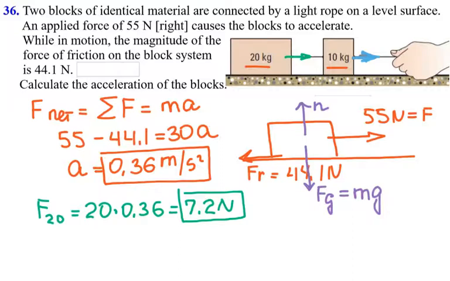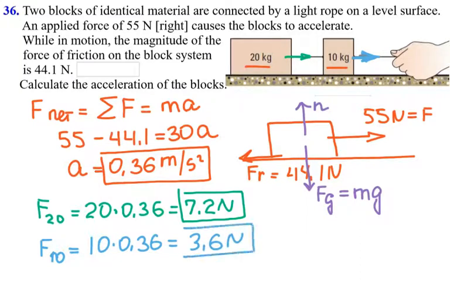And the net force acting on the 10 kilogram block is 10 times 0.36, the acceleration. So that gives me 3.6 newtons, the net force. And of course there is friction acting on them, but I just wanted to show you that you can calculate the individual force acting on a certain block this way.